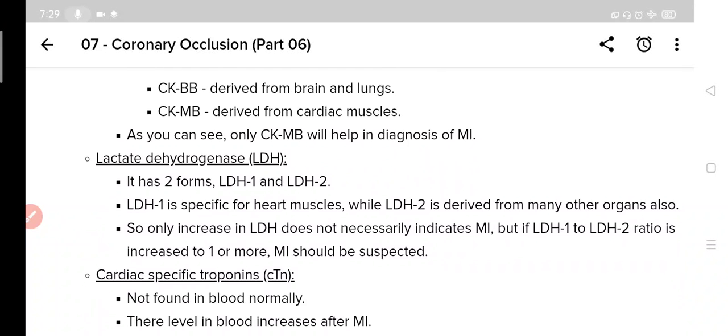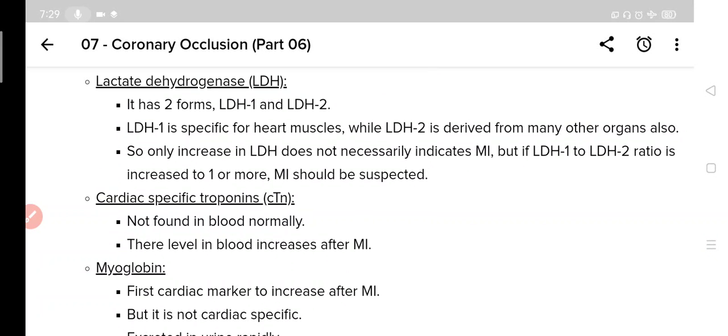Okay, so now the second one is lactate dehydrogenase, also called LDH. It has two forms, LDH1 and LDH2. LDH1 is specific for heart muscles, while LDH2 is derived from many other organs also. What does this mean?